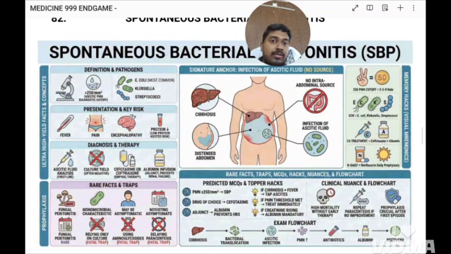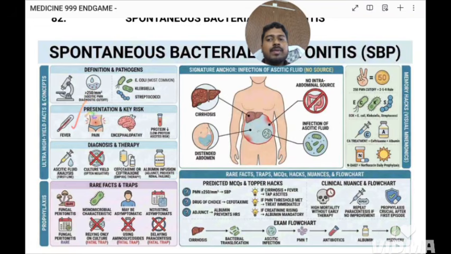So what is the definition of SBP? SBP definition is there should be more than 250 polymorphonuclear cells, which are neutrophils. More than 250 neutrophils should be present in the peritoneal fluid. That is diagnostic. When you do an ascitic tap, there should be more than 250 neutrophils. That is the definition of SBP, okay. Which is the most common organism? It's E. coli followed by Klebsiella, then Streptococci.